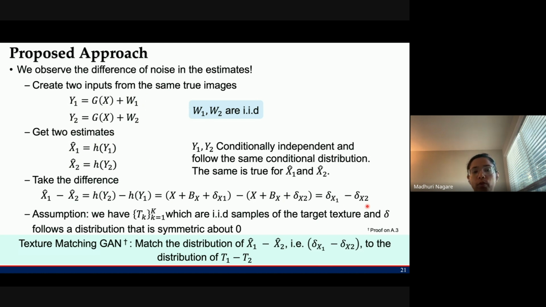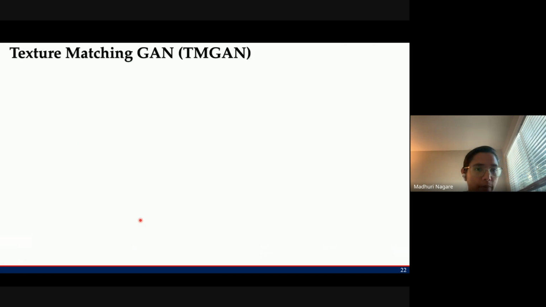And then we propose to match the distribution of X hat 1 minus X hat 2 to the distribution of the difference of true target texture samples. We have proved that if we match the difference, then delta X also follows the same IID distribution as the target texture, for a simple Gaussian case. That theorem is inspirational, and results show that this is also true practically. So let's see how we implement this.